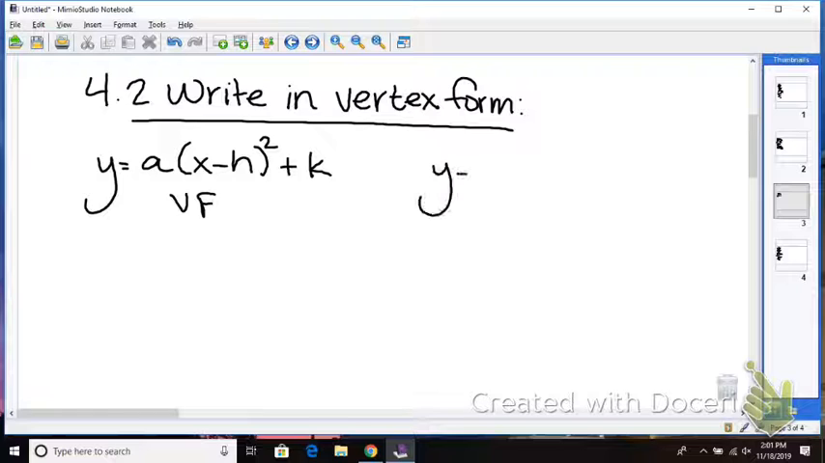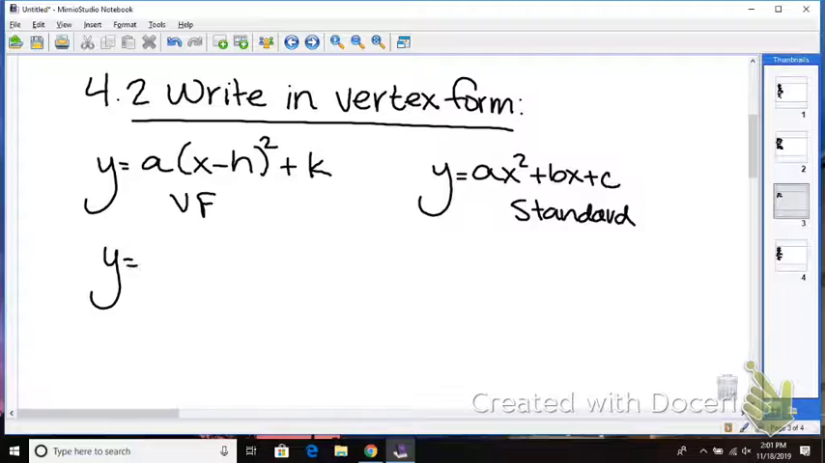This is standard form. This is what we worked on at the end of last week. We're today going to start in standard form and write it in vertex form, and then you can graph from vertex form. Okay? So, I'm going to start with that as our first example. I'll give you a minute to get caught up.